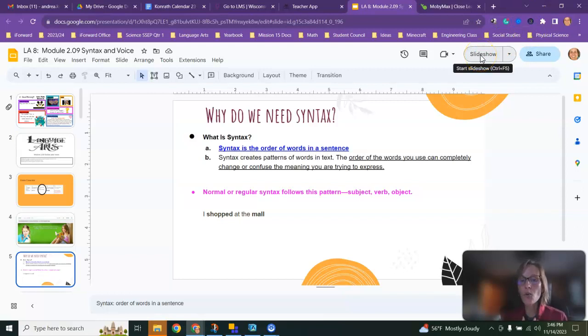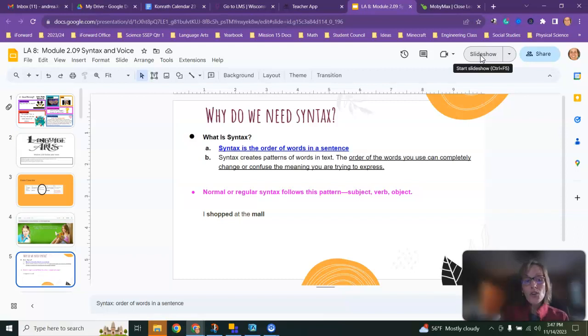Syntax is the order of words in a sentence. The order of the words that you use can either completely confuse your reader or they can make total sense to your reader. And so normal or regular syntax follows this pattern: subject, verb, object. I shopped at the mall. Who did it? I. What did you do? Shop. Where did you do it? At the mall. Rather than saying, at the mall I shopped.